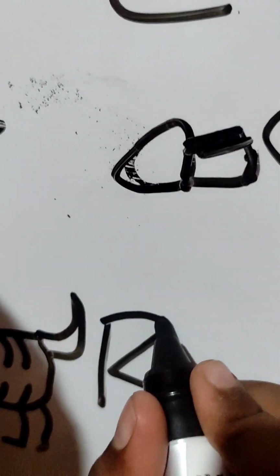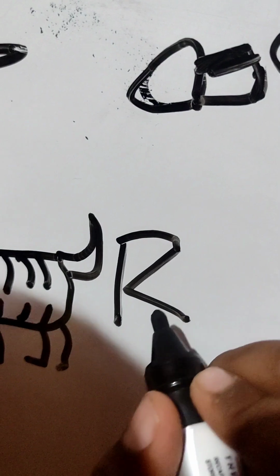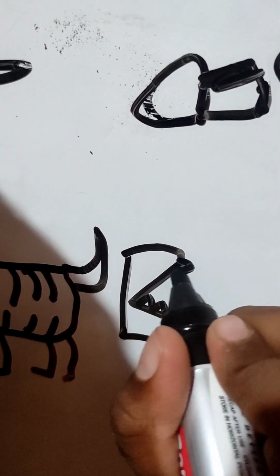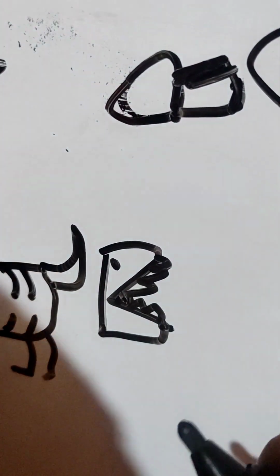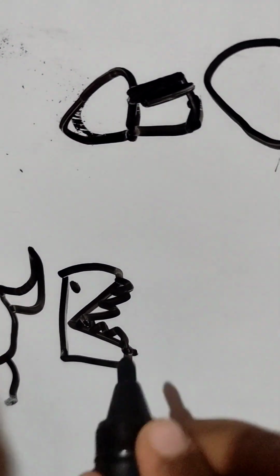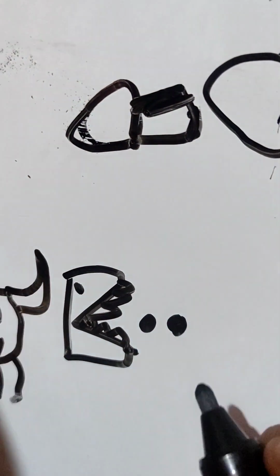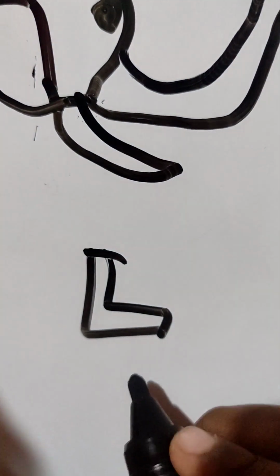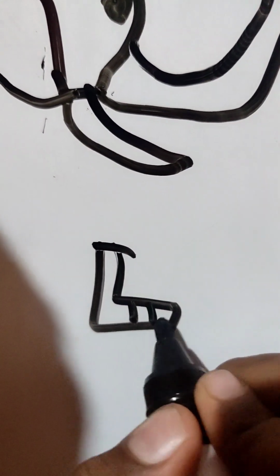Next, for K, we can draw a monster eating. You know that Pac-Man game, no? The Pac-Man is eating that ball. Then from L we can draw something like this. We can draw a shoe.